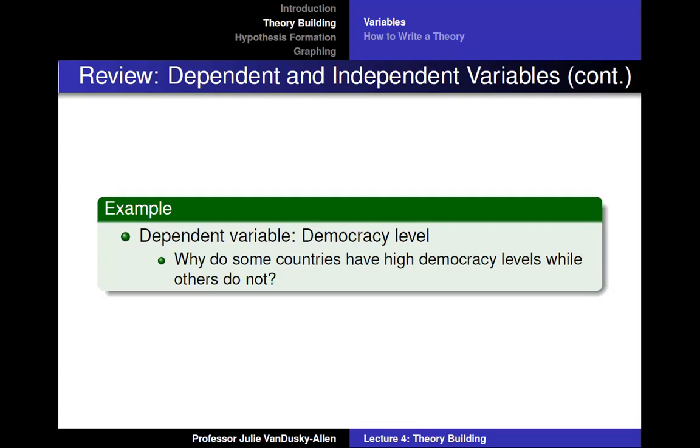For example, imagine our dependent variable was democracy level of a country. It would vary because some countries would have high democracy levels and some would have low democracy levels. We would want to know why some countries have high democracy levels while others do not.